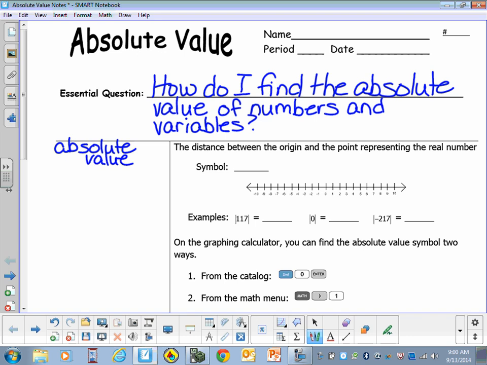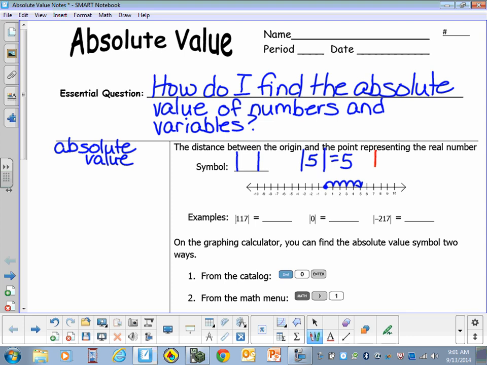The symbol for absolute value looks like two straight bars. If I wanted to find the absolute value of 5, I would start at the origin, 0, and I will count the spaces up to 5. 1, 2, 3, 4, 5. The absolute value of 5 is 5.